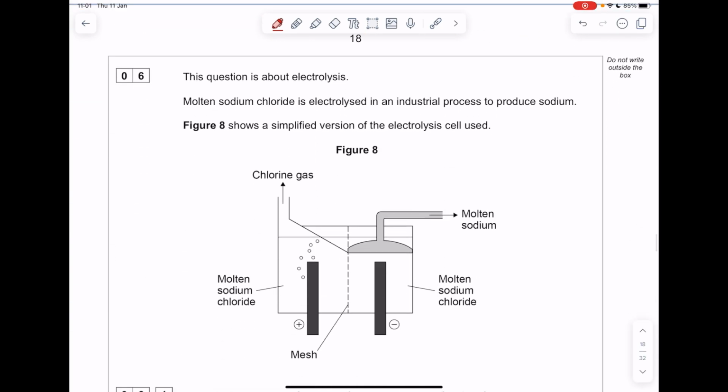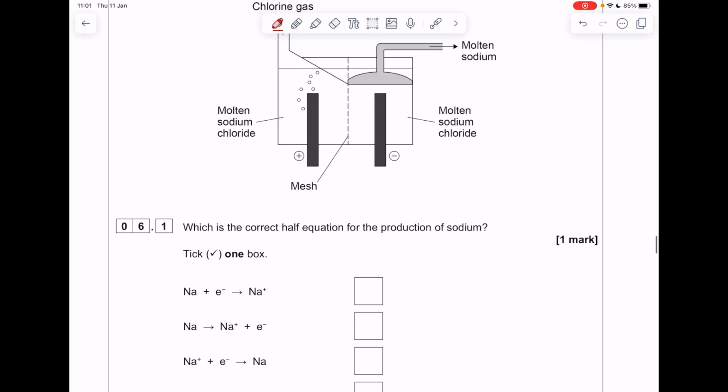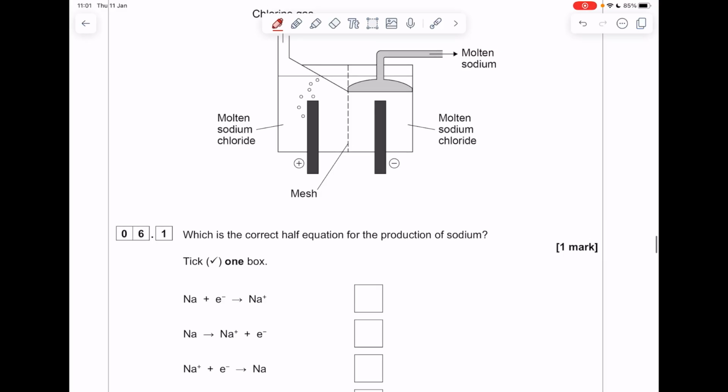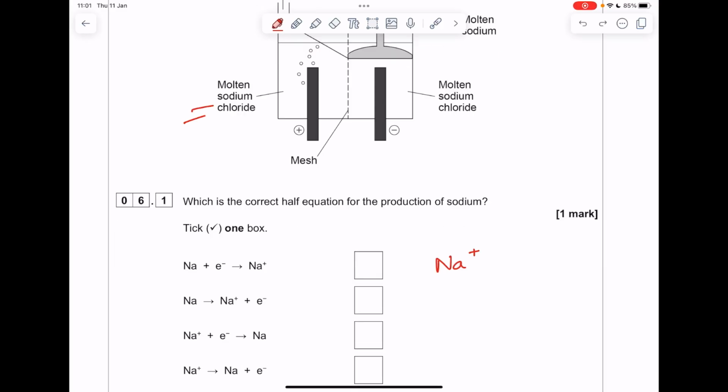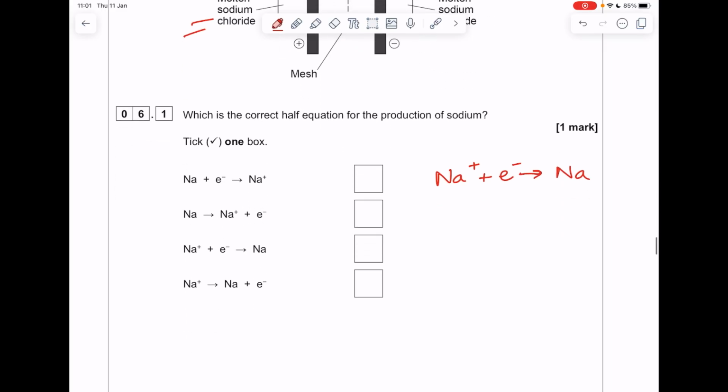This question is about electrolysis. Molten sodium chloride is electrolyzed in an industrial process to produce sodium. Figure 8 shows a simplified version. Which is the correct half equation for the production of sodium? We know we have molten sodium chloride, which means we have Na+. We're trying to produce molten sodium, so it has to gain an electron, which is reduction. Just scan down and look for that. It's this one down here.